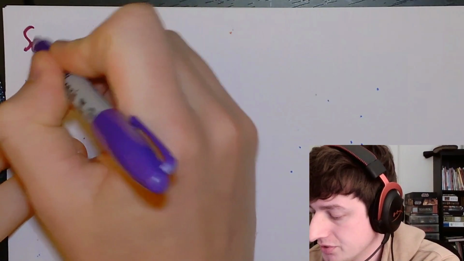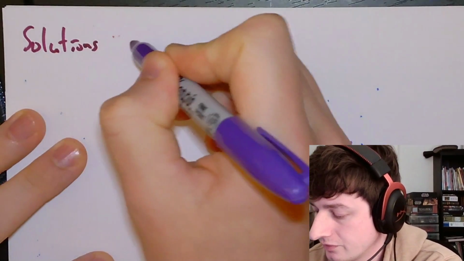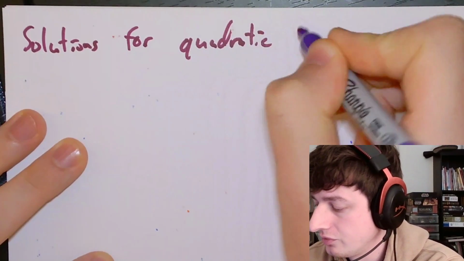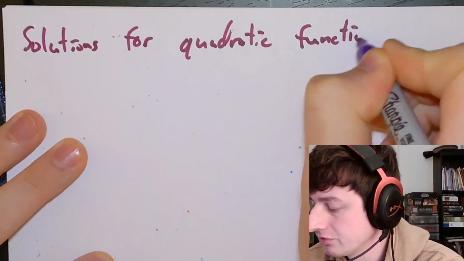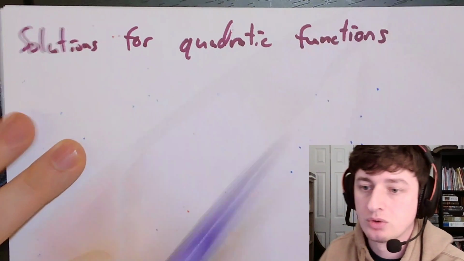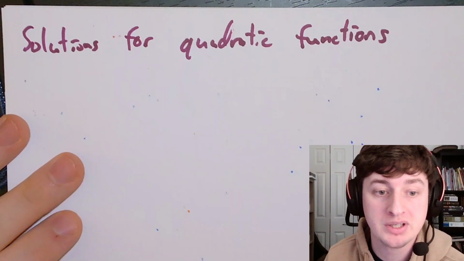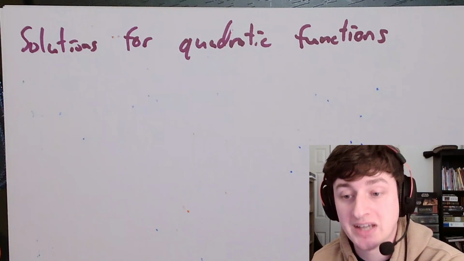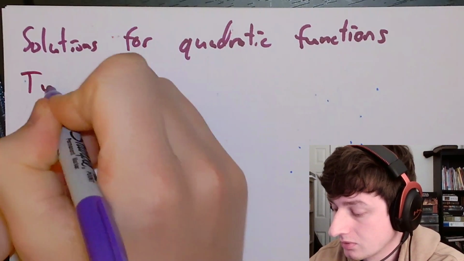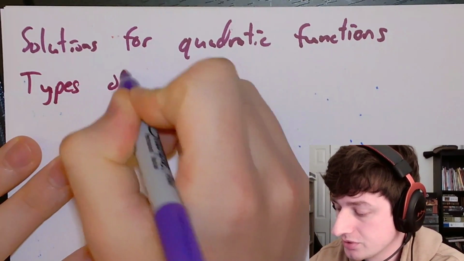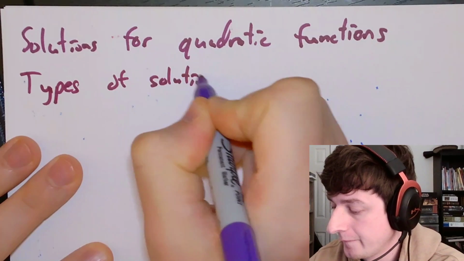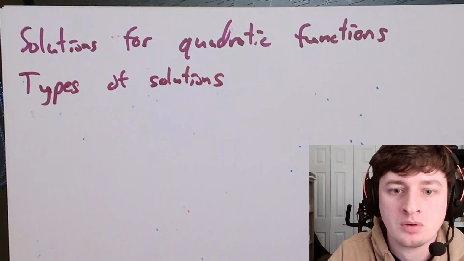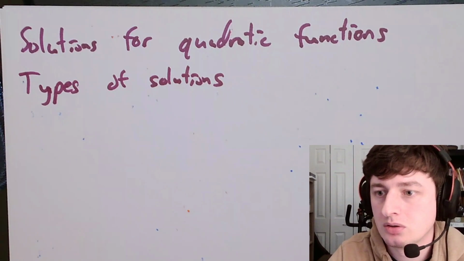So solutions for quadratic functions. And we're just going to talk in general at first. Doesn't matter what form it is in. There are three solution types. So types of solutions is what we're going to start with, and there's three of these. And you should be writing all this down.